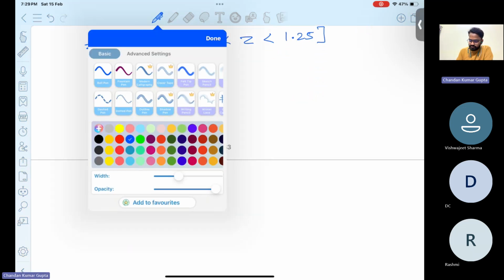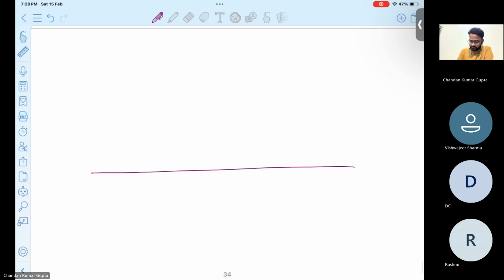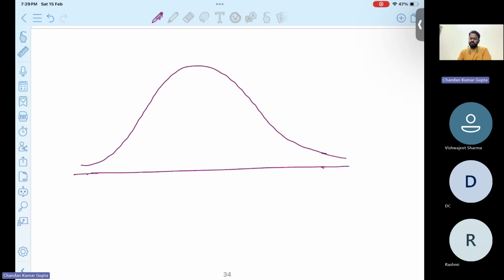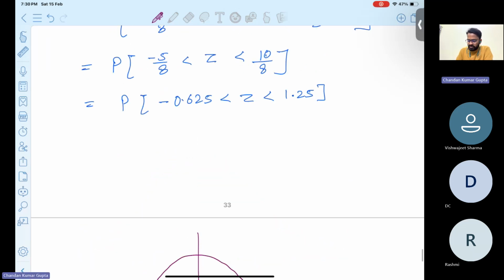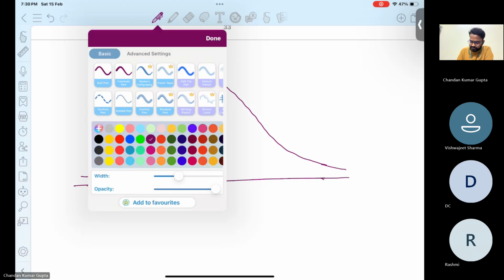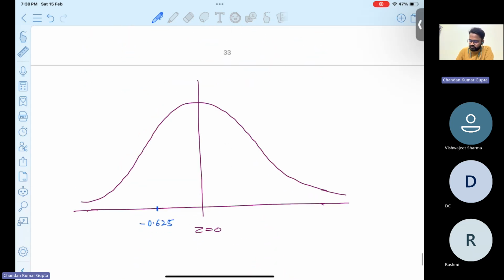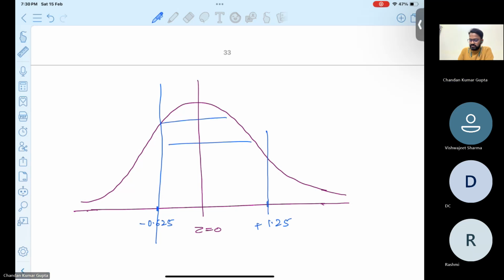Okay, suppose this is a standard normal distribution. And this is the z value at z equal to 0, and plus minus. Now our aim is minus 0.625. So suppose it comes out to be here, minus 0.625, and the second one is 1.25, which is here. We need to calculate the area that is enclosed in this.